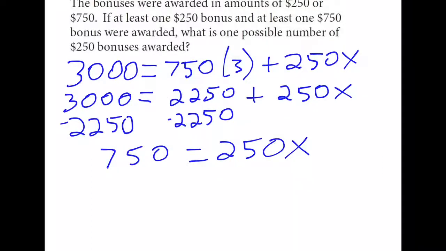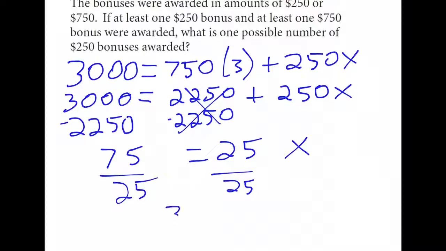And the final possible answer is if you plug in a 3 for $750 bonuses. When we multiply that out, we get 2250. We're going to subtract that from both sides, which cancels out over here on the right. We're going to do our division trick. We're going to divide both by 10. Okay, 75 divided by 25 is a little bit easier. And it turns out our final possible answer is 3.